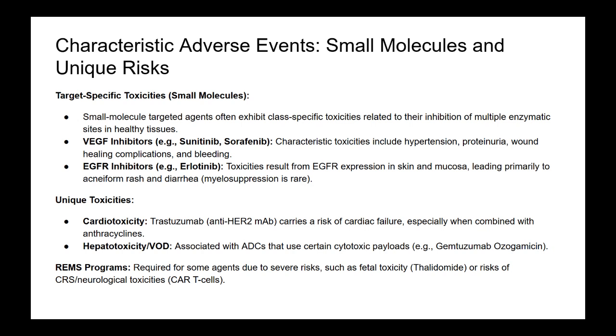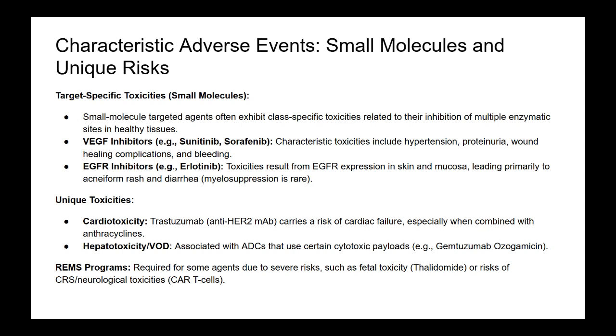Certain biologic and small molecule agents require risk evaluation and mitigation strategy programs because they pose severe risks. For example, some of these drugs can cause fetal toxicity, as seen with medications like thalidomide and lenalidomide.